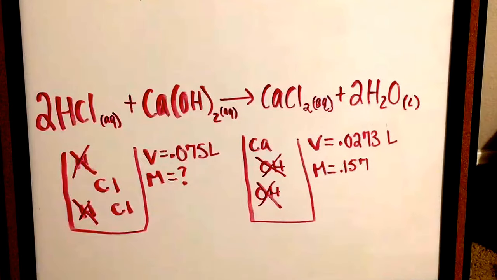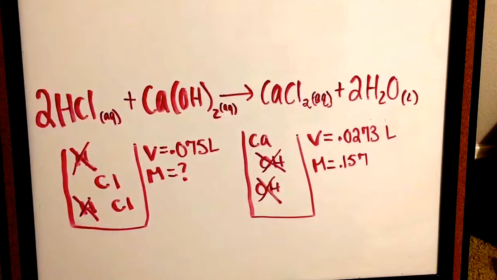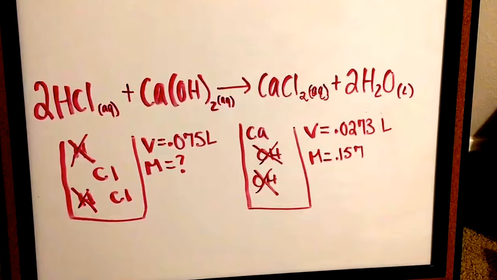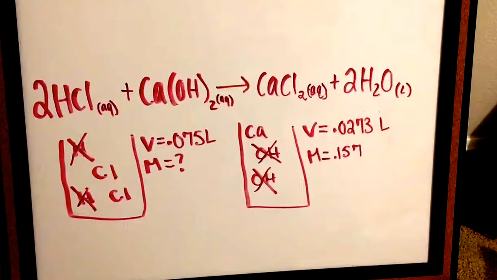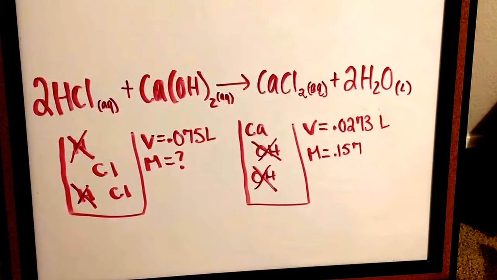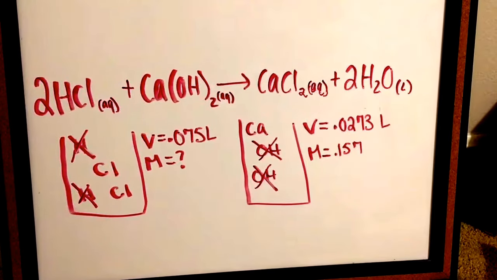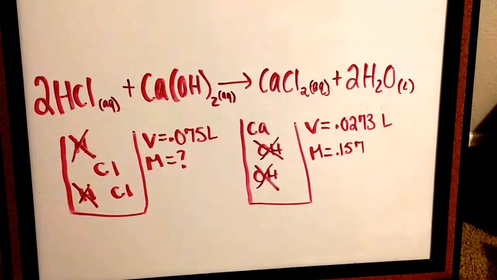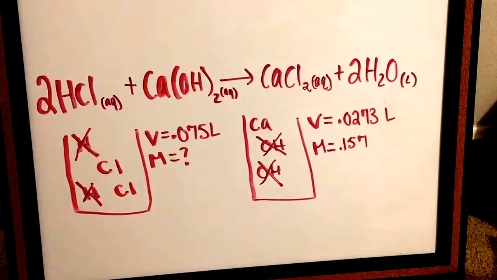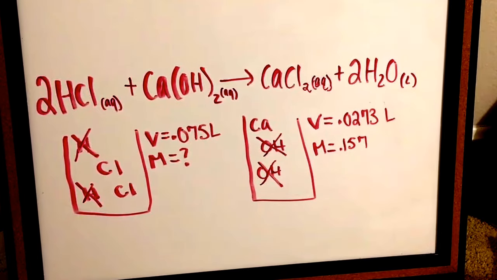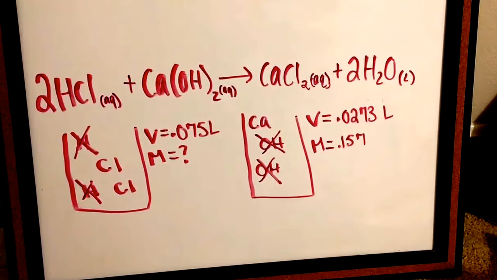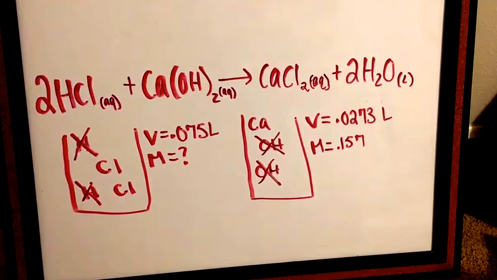Now that we have our balanced equation, we can draw a picture to represent the reaction. On the left, I have HCl solution with a volume of 0.075 liters and the concentration we are trying to find. On the right, I have CaOH2 with a volume of 0.0273 liters and 0.57 molar. I have crossed out the H in HCl and the OH in CaOH2 because those two ions will make the precipitate in this reaction, which will be H2O.